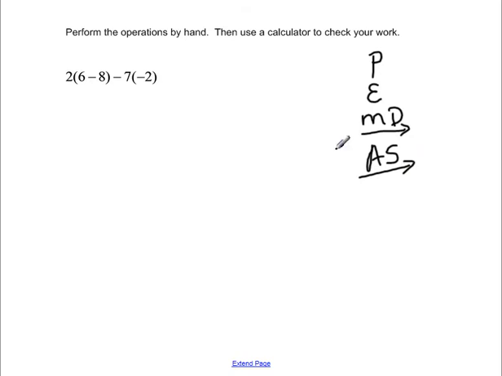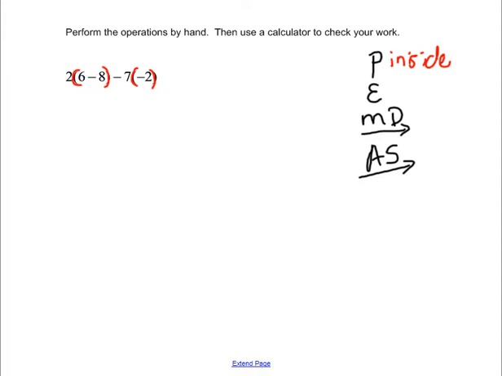So in this problem we're going to start by working inside the parentheses, and notice we have two sets of parentheses. We've got a set of parentheses here and a set of parentheses here. But in the second set of parentheses there's nothing to do inside the parentheses. When we see this P, it always means do what's inside those parentheses. Okay. So we're going to do this 6 minus 8.